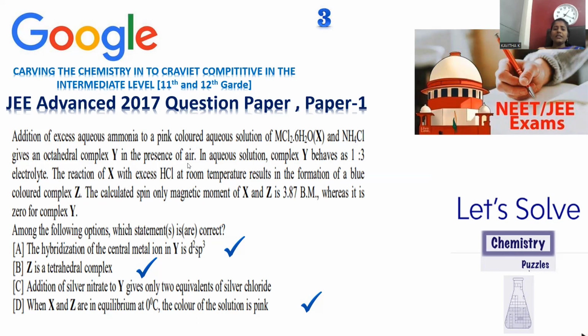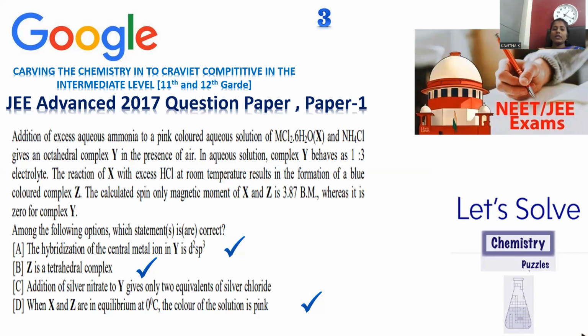Why? In the presence of air. So the air reaction is performed. In aqueous solution, complex Y behaves as a 1:3 electrolyte. Complex Y having a 1:3 electrolyte means one cation and three anions will be there. That is the way 1:3 electrolyte nature will be accorded. That means four ions will be present in that.